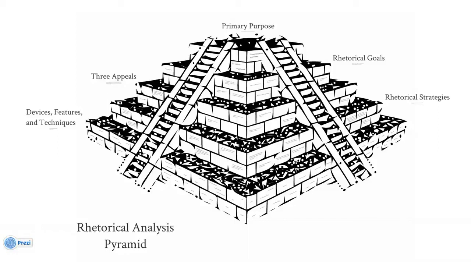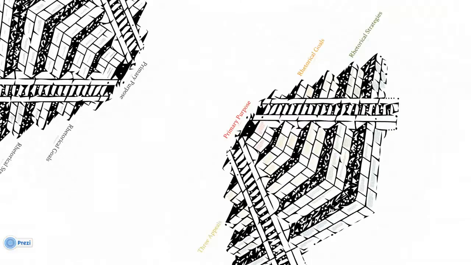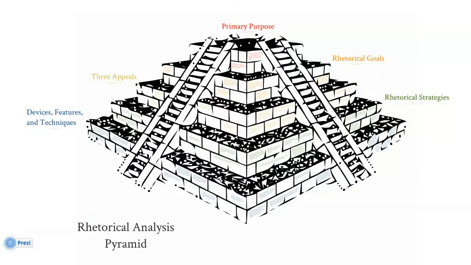And finally, all of those rhetorical goals must come together in order for the author to achieve that top level, the primary purpose. The pyramid, I think, is a really great illustration because it also illustrates for you how to discuss these rhetorical techniques and rhetorical strategies and the three appeals within an essay. But before I get into that essay, I want to take you through a sample rhetorical analysis.